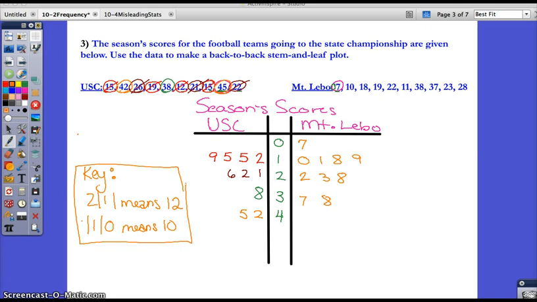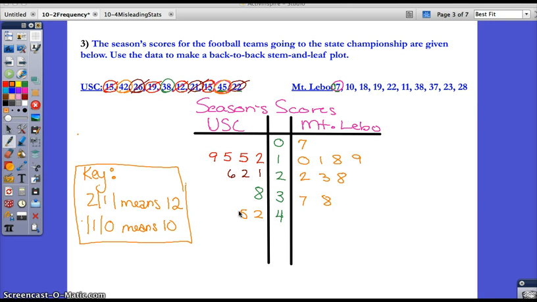Okay, so see how you did. Check your Mount Lebanon side. Make sure that you have the same number of scores in your stem and leaf that you had in your list. So 1, 2, 3, 4, 5, 6, 7, 8, 9, 10. And I had 10 here as well, and I have 4, 5, 6, 7, 8, 9, 10.